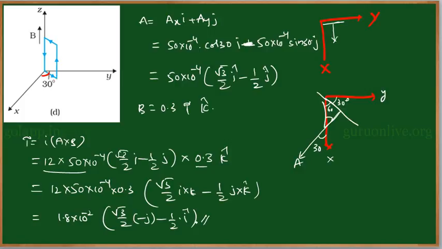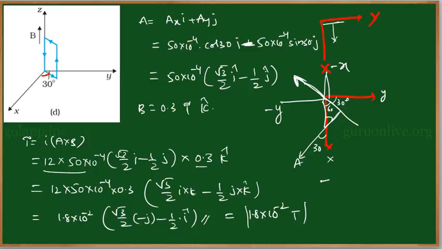By observing this, I can say the torque vector is towards the negative x and negative y axis. That means it will lie in this quadrant. This is the negative x axis direction, this is the negative y axis direction, and the torque exists in this direction. So the magnitude of the torque here is root of tau x square plus tau y square. So you will get here 1.8 into 10 to the power of minus 2 Tesla itself.